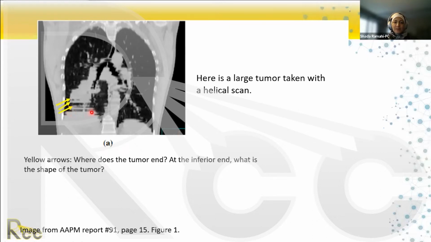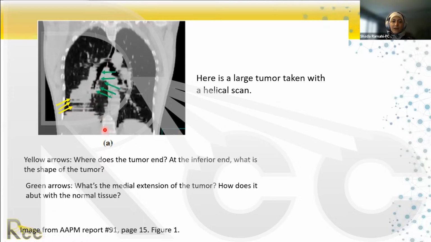All right. We're not just talking about the inferior part of the tumor. I'm also talking about the medial side. Where does it start? Where does it end? Because if you want to draw the bronchial tree, where would you draw that? So even if this is a 3D CRT case or a conventional case, where is your GTV? Clearly you cannot do that.